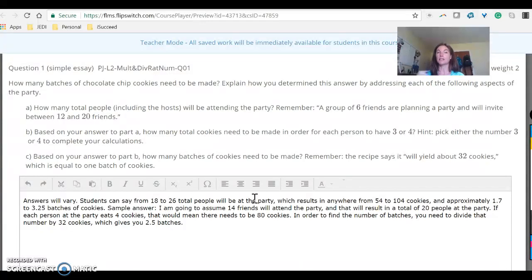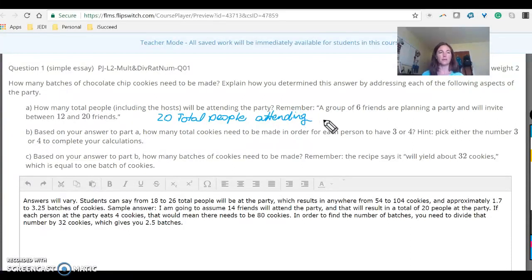I'm going to say that 20 people are attending the party, including the hosts. So I'm just going to write that down. That's my number of people. 20 total people attending.